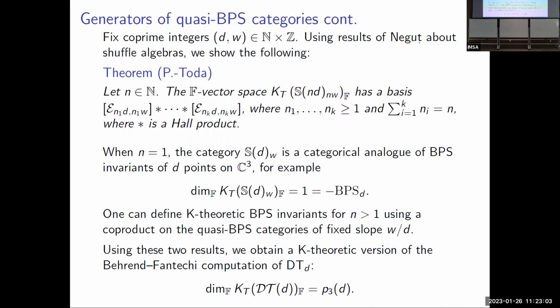As I said, some first problems in this categorical DT theory would be to compute K theoretic invariants and see how they compare to the cohomological invariants. An important problem is, can you see this number of plane partitions? And indeed, the dimension of this localized equivariant K theory is the number of 3D plane partitions.